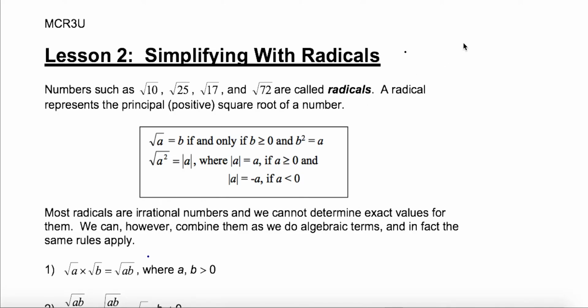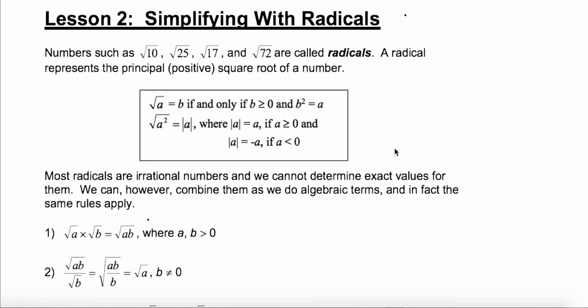This lesson is about radicals. You have probably seen terms like the square root of 10 or the square root of 25, but maybe you haven't used the word radical before. So a radical represents the principal or positive square root of a number. So let me just explain, why are we even learning about this?